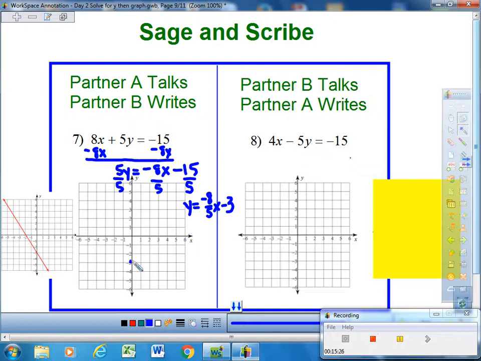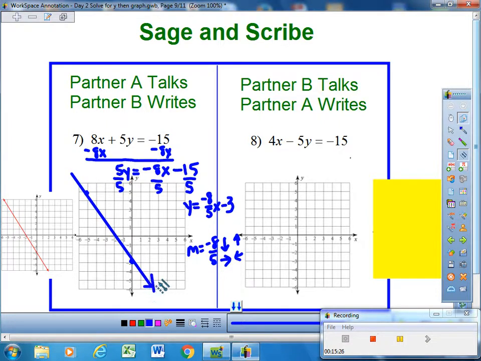So you start at negative 3. You cannot go down 8 because when your m is negative 8/5, you can't go down 8 to the right 5. So you need to go up 8 to the left 5. And plot your point, graph the line. All right, and then number 8 looks like this.